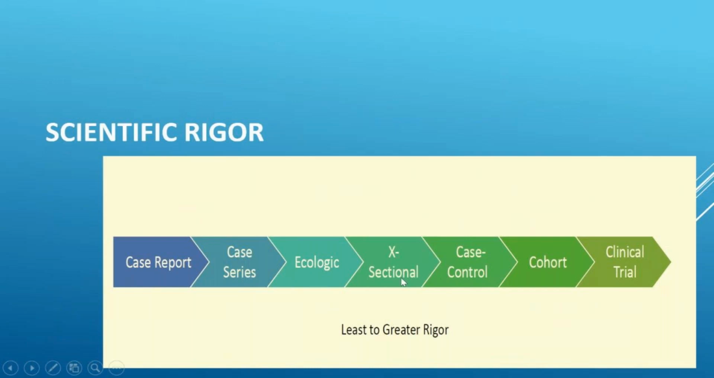Then cross-sectional studies, where you are collecting data at a certain point of time, and then we are only observing it or we are analyzing it. Then come case-control studies, then cohort, and then clinical trials. The highest level of evidence, the most rigorous of all of these, would be clinical trials, and then cohort. And remember that clinical trials are experimental studies. The rest of them are observational studies.